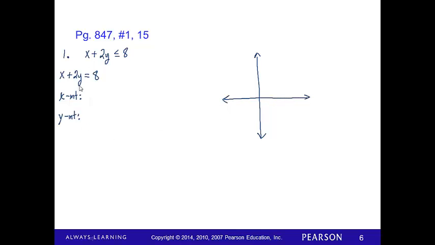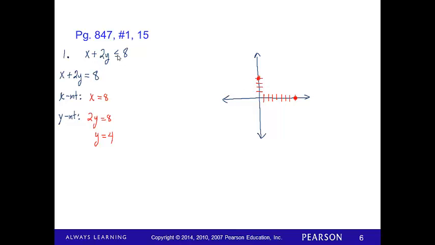Okay, so the x-intercept is when y is equal to 0. If y is 0, you solve for x and you get x equals 8. The y-intercept is when x equals 0. So x is gone, and you'll have 2y equals 8, which means y equals 4. Go ahead and graph those points, and we have 8, 0 for the x-intercept, and then 0, 4 for the y-intercept.